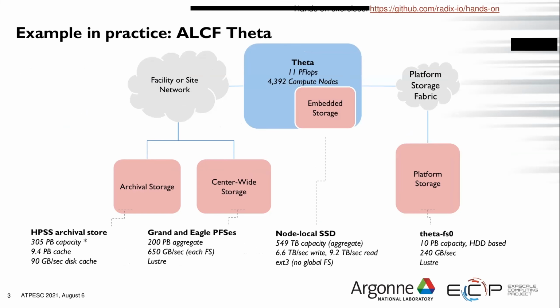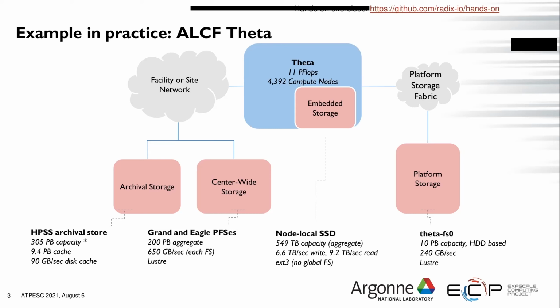So what does this look like as an example? We'll look at Theta. Theta is a Cray XC system, and it does have some embedded storage. It has an SSD on each compute node, just an independent SSD per node, so you can have each set of processes on a given node access data locally with high speed. It has platform storage over to the right. It's called Theta FS0. It's a 10 petabyte file system that was stood up when Theta was turned on. On the facility side, the archival storage at Argonne is a 300 petabyte tape archive.